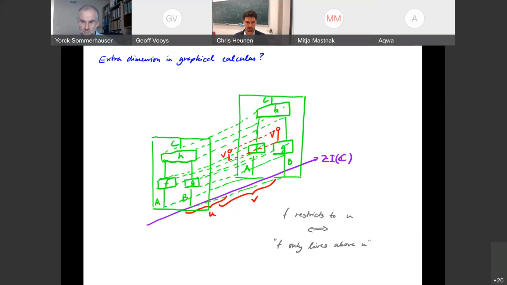So I can't make this precise. This is something I'd like to do and I'm working on, to have some sort of geometry of these sorts of things and to prove a soundness and completeness theorem. But this is definitely the intuition.